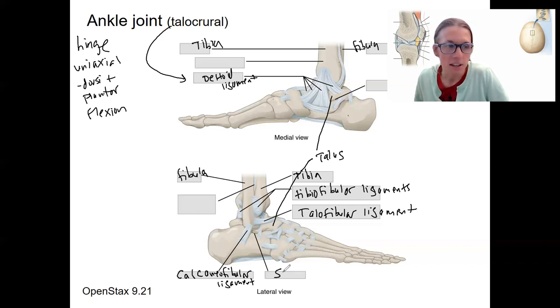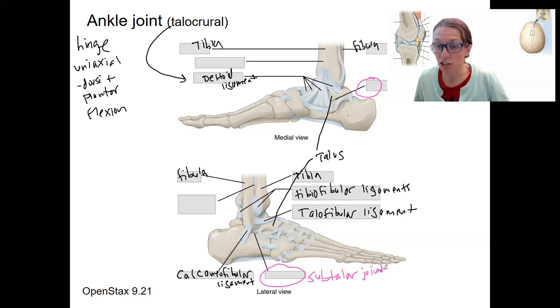And then I'm gonna do this in a different color. This is the subtalar joint. So we're outside of the talocrural joint. Everything I've drawn here is related to that dorsiflexion, plantar flexion. This and this is a different articulation. This is called the subtalar joint.